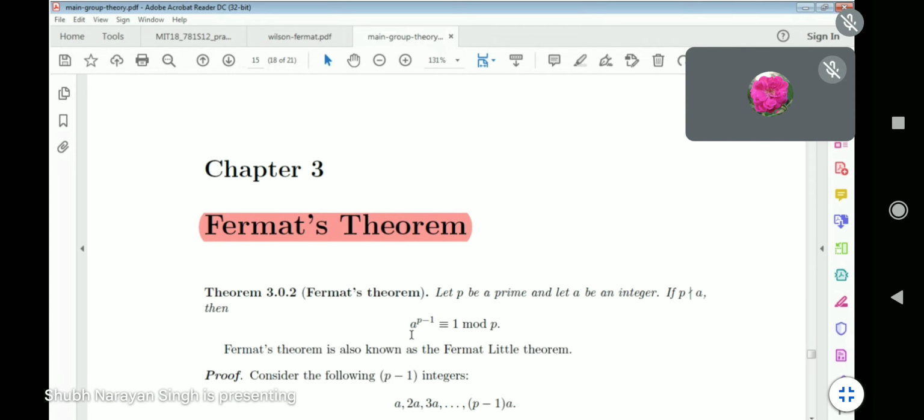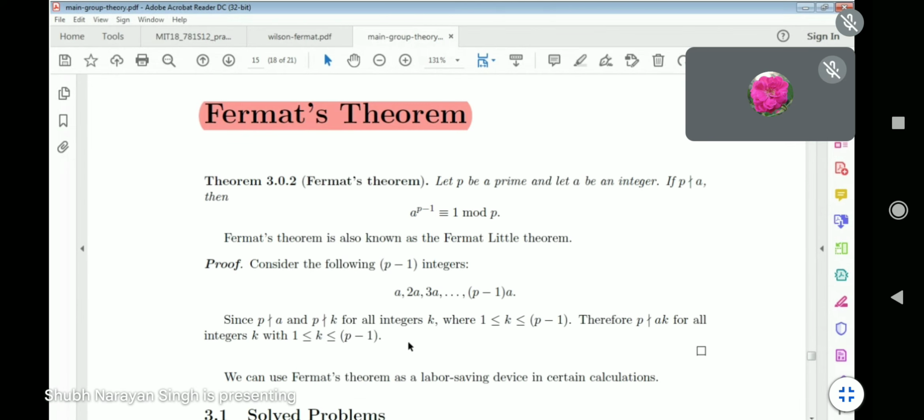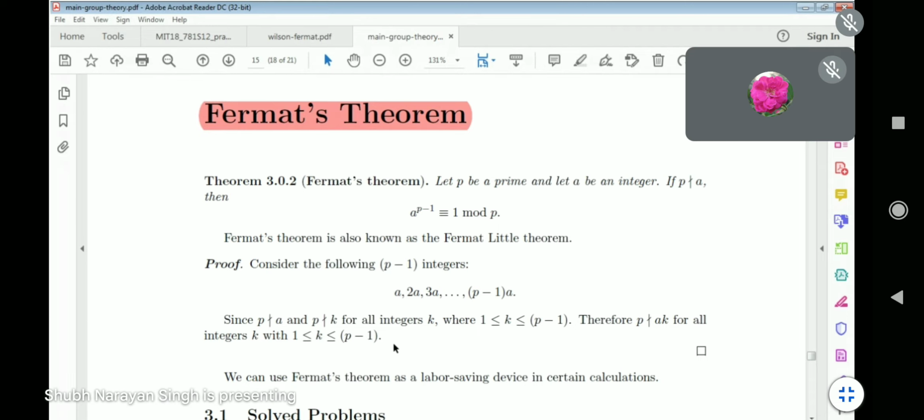I am giving the statement of this theorem. I started writing the proof, but could not complete it. In the next lecture I will write and show the complete proof. Even if you want to read this proof today, you can look at the book by David M. Burton. We discussed this proof in a previous lecture.